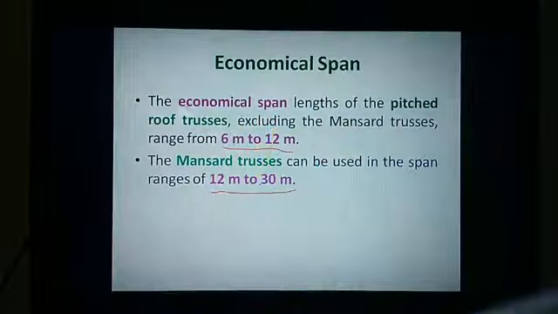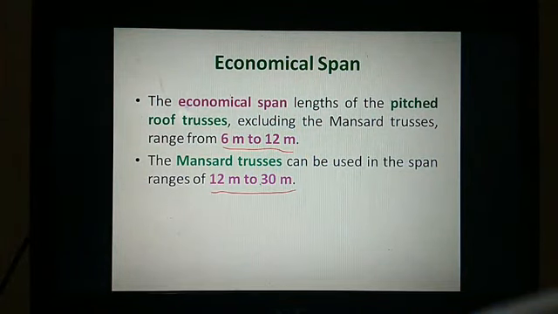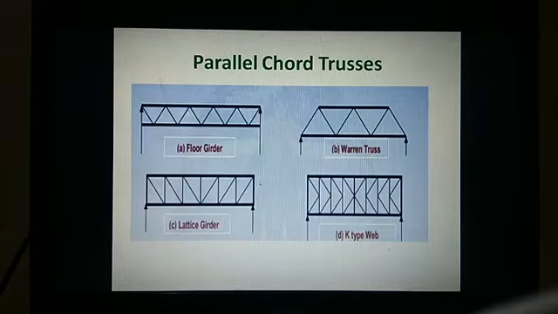It is more advanced than the fin and fan truss. So these are the economical spans. You can go with normal fin and fan trusses, and mansard trusses can accommodate 12 meters to 30 meters. This is how the economical span can be used for the selection of roof trusses.